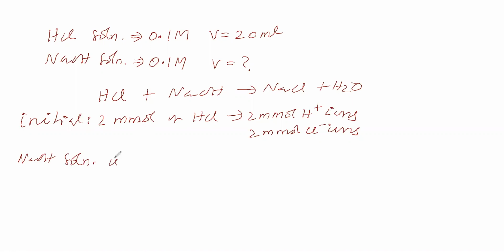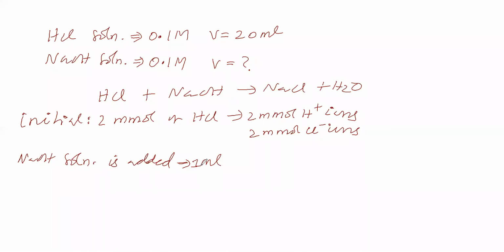NaOH solution is added. Suppose you added 1 ml of NaOH solution. We will not add 1 ml at a time. We add the burette solution into the conical flask drop by drop, and 1 drop is not 1 ml. So for understanding only, we have considered that 1 ml of sodium hydroxide solution is added.